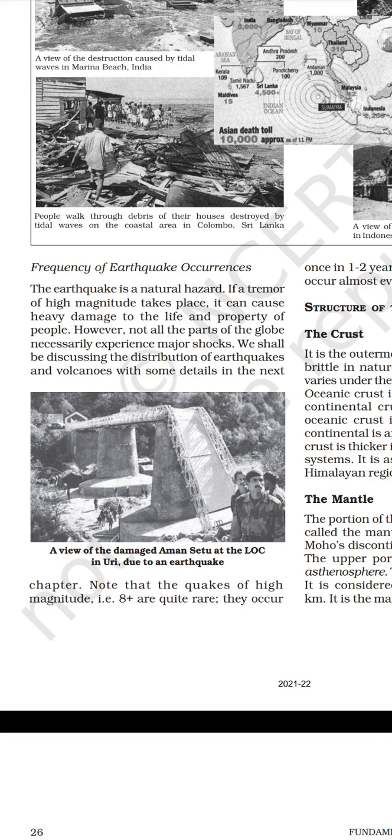Structure of the earth. The crust. It is the outermost solid part of the earth. It is brittle in nature. The thickness of the crust varies under the oceanic and continental areas. Oceanic crust is thinner as compared to the continental crust. The mean thickness of oceanic crust is 5 km, whereas that of the continental is around 30 km. The continental crust is thicker in the areas of major mountain systems. It is as much as 70 km thick in the Himalayan region.